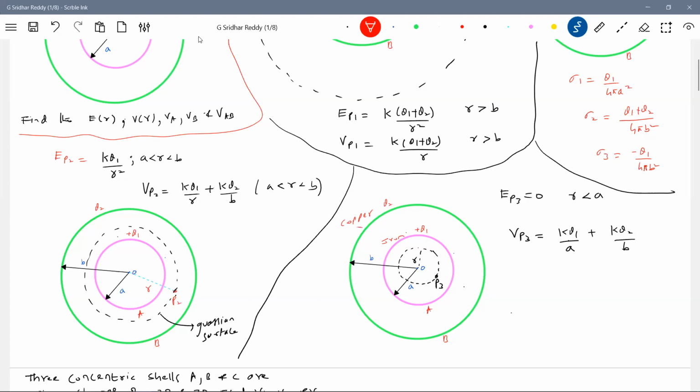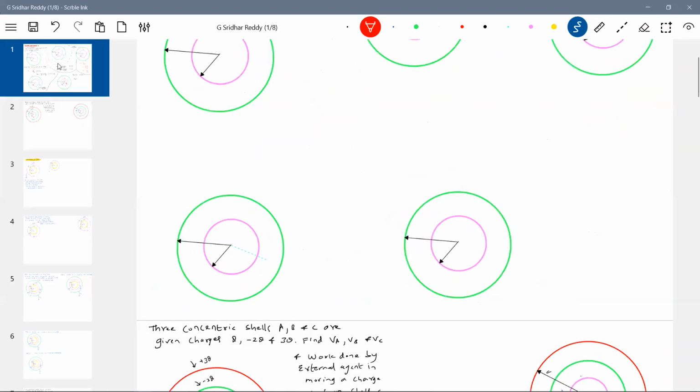This is copper. You can take help of such things. I'll write it here. Okay, this is about the field and potential at various points. So now I want the potential of individual shells. I need one more fresh page.